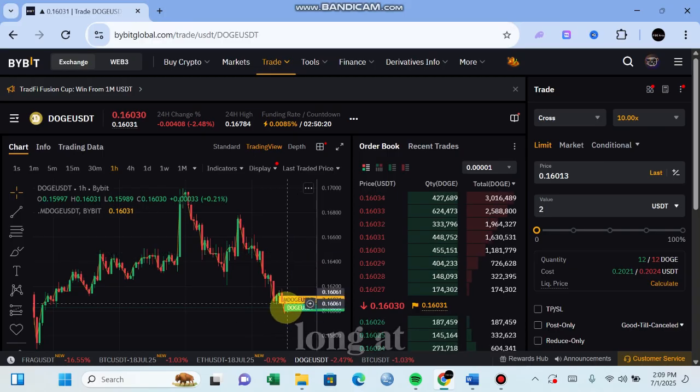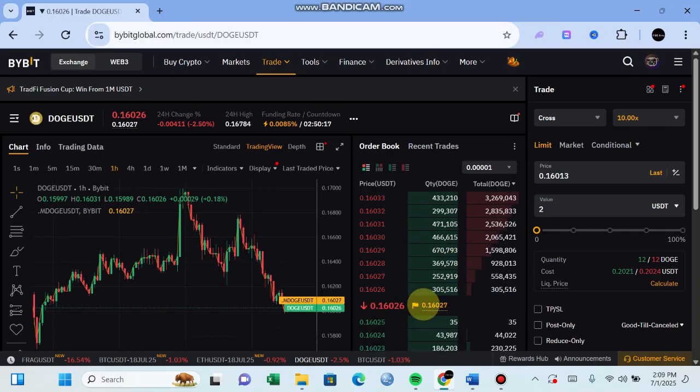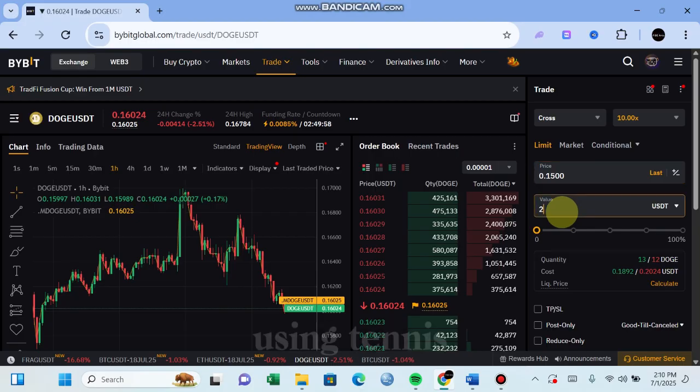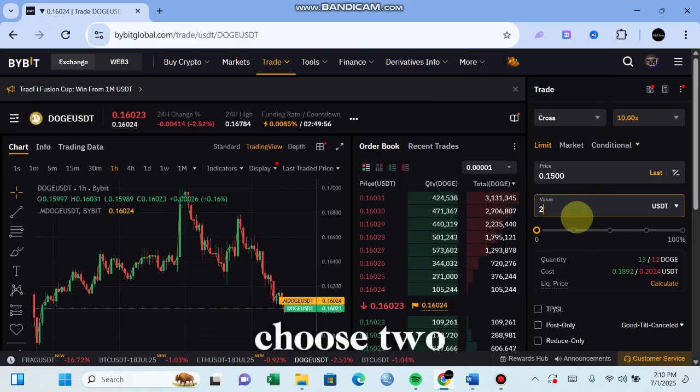But I don't want to long at this coin's market price. I want to buy this coin, which means long. I predict that the coin will go up at, let's say, 0.5. You get, I predict that it's going to go up at 0.500, I'm going to put the price on this place. On this place, since I'm using 10x leverage, I want to trade 2 USDT.